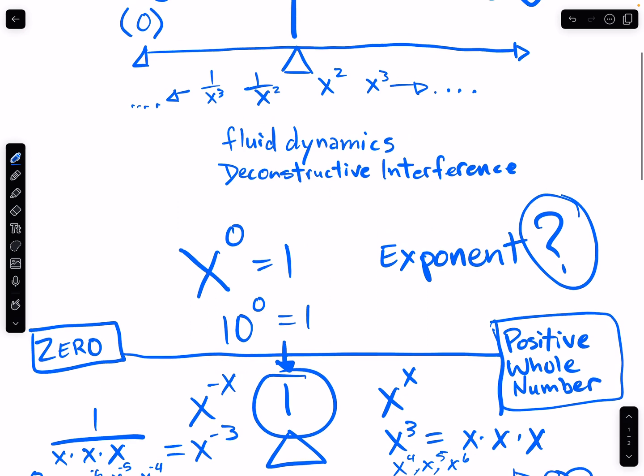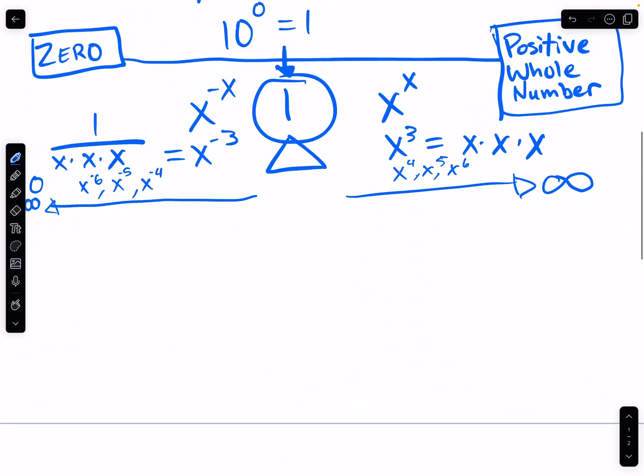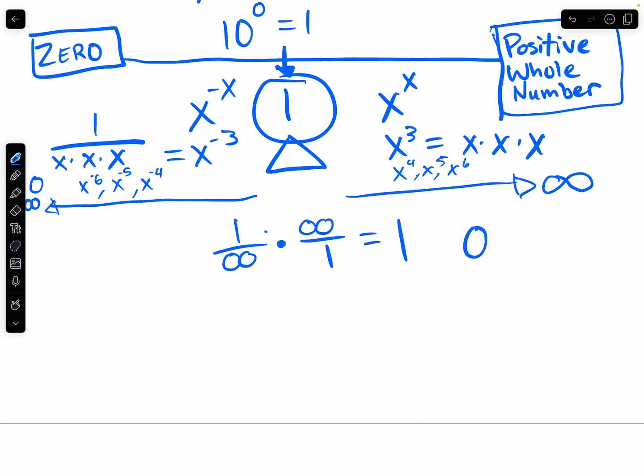What's interesting too, I was just thinking about 1 over infinity, which is 0, raised to infinity, which is infinity over 1, equals 1. I'm trying to think of how we would symbolize that mathematically. 1 over infinity is 0, and then times infinity equals 1.